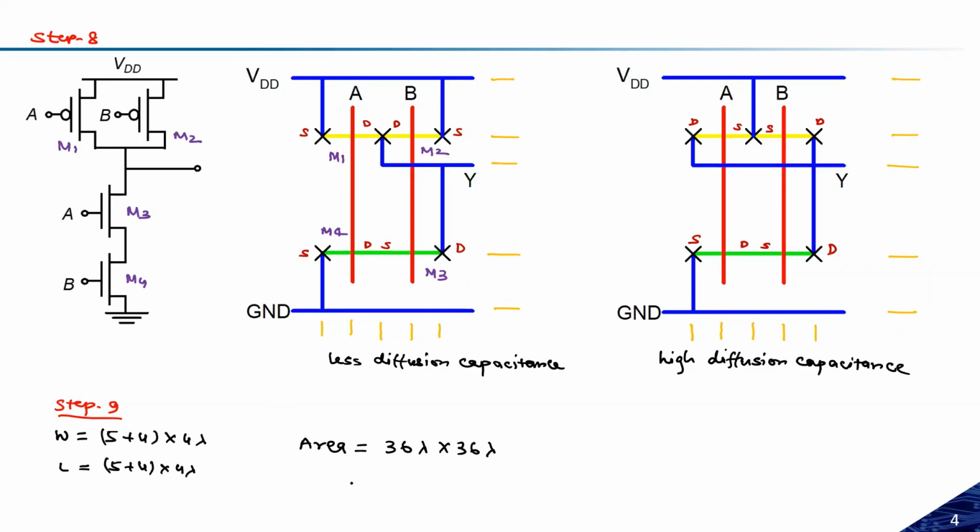Yeah, this is the homework you can try at home. Just try to design the 2-input NOR gate with the same procedure, and try to check the delay component in both the cases, and you will get to know about these things.